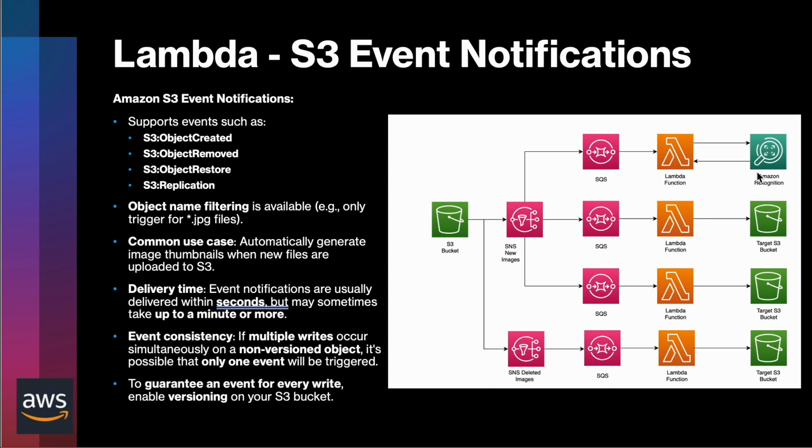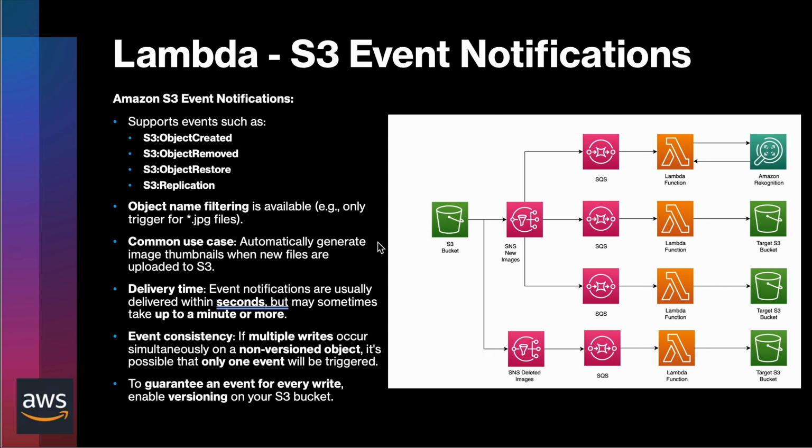And we also have another SNS event, for when images are deleted in the S3 bucket. Those are sent from SNS to SQS, and the Lambda function will store those records in the target S3 bucket. So this is the simple explanation behind S3 event notifications with AWS Lambda.